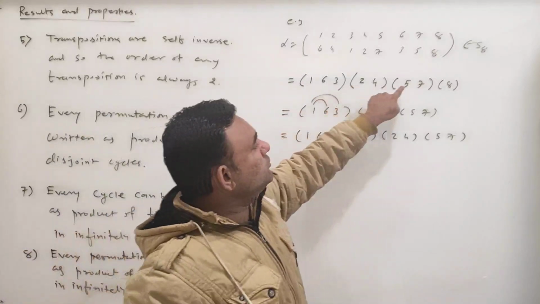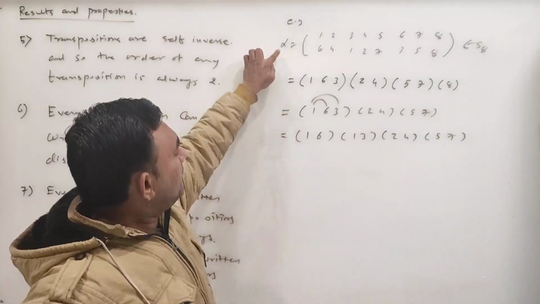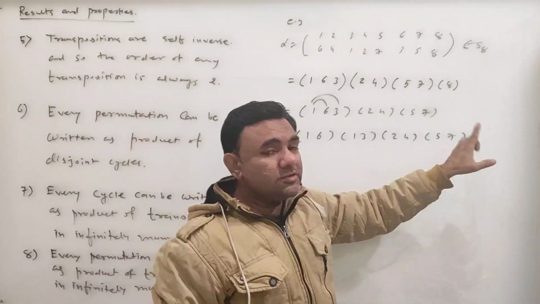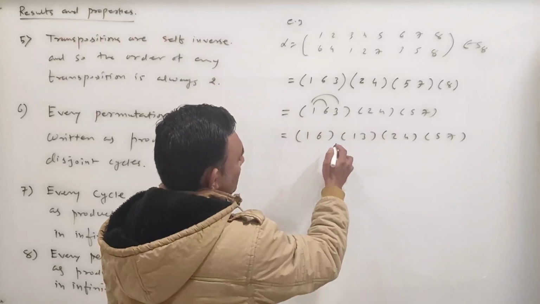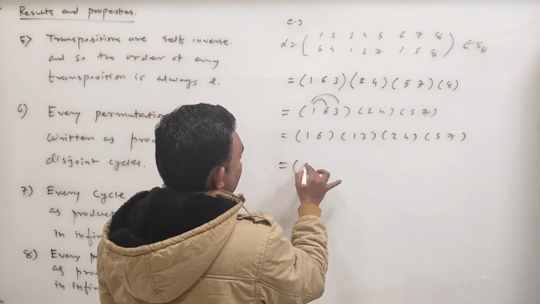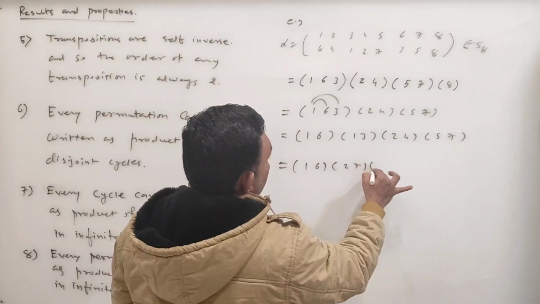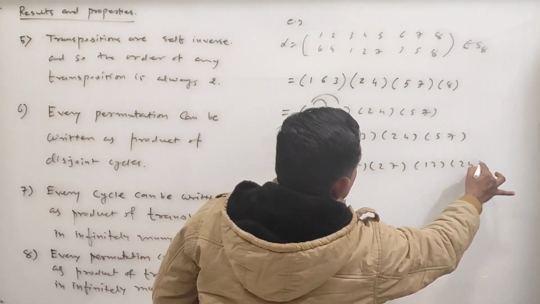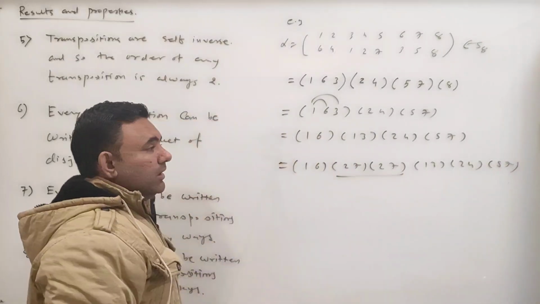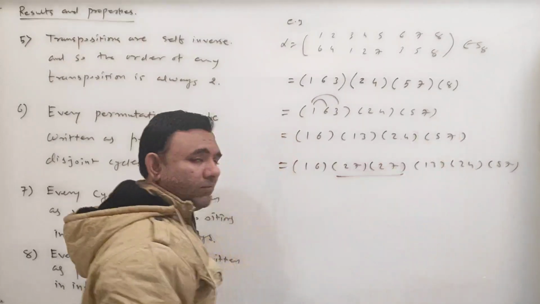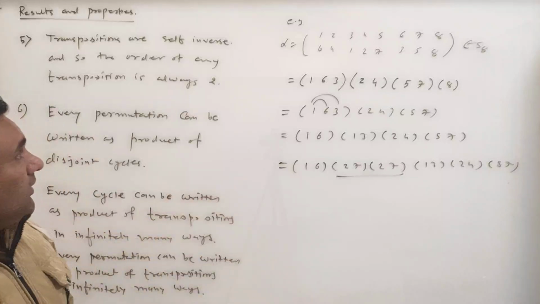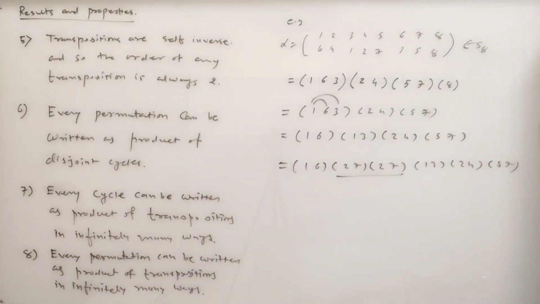Alpha is a product of disjoint cycles, and here alpha is a product of transpositions. So every permutation can be written as a product of transpositions in infinitely many ways. You can insert identity, or you can write, say, this as 1 6 2 7 2 7 1 3 2 4 5 7. तो मैंने ये insert कर दिया. Now you can insert this type of pair of transpositions anywhere, wherever you want. So we have infinitely many ways. So I hope this is clear. So this is result number 8.